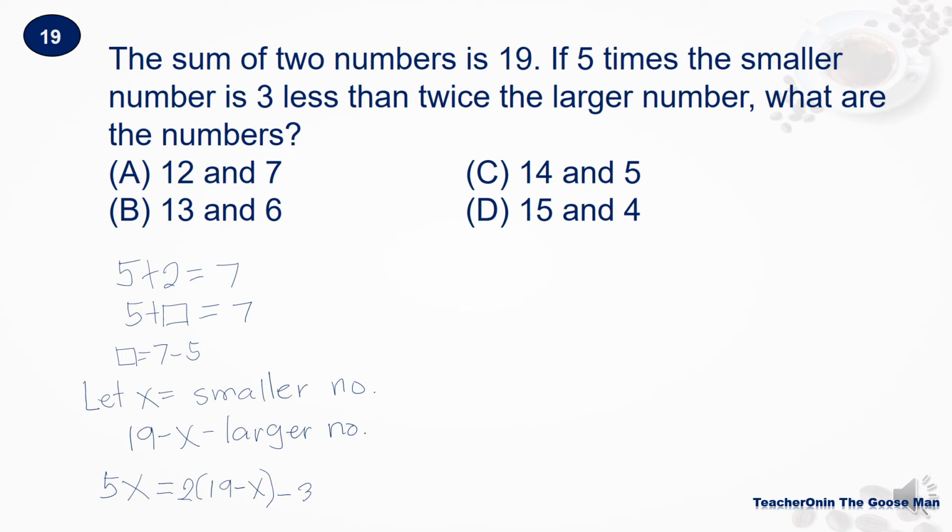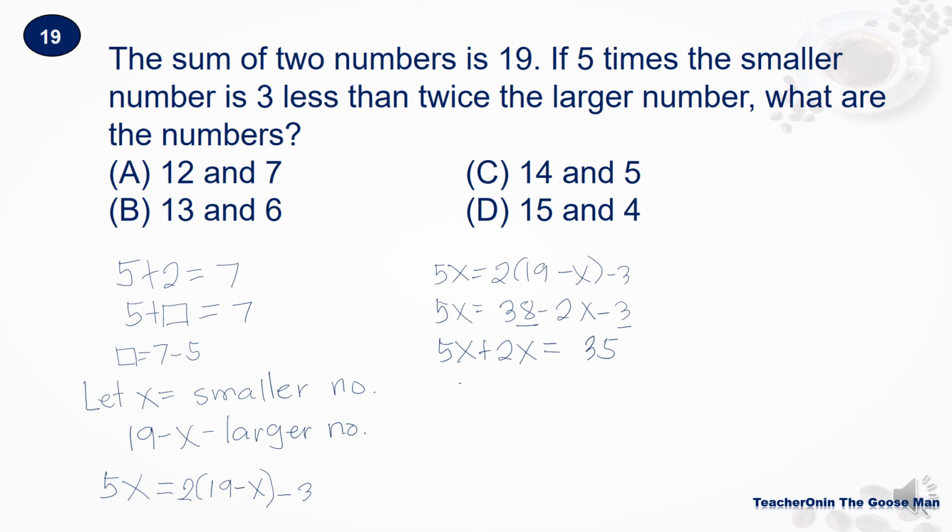So, we have 5x. Okay? So, we have now 5x is equal to 2 times 19 minus x, minus 3. Again, distribute 2. So, I have here 5x is equal to 38 minus 2x, minus 3. So, I would like to put all the variables on the left side. So, again, yung negative 2, I'll put it on the other side of the equation. So, it will become positive 2x, is equal to 38 minus 3. So, we have 35.